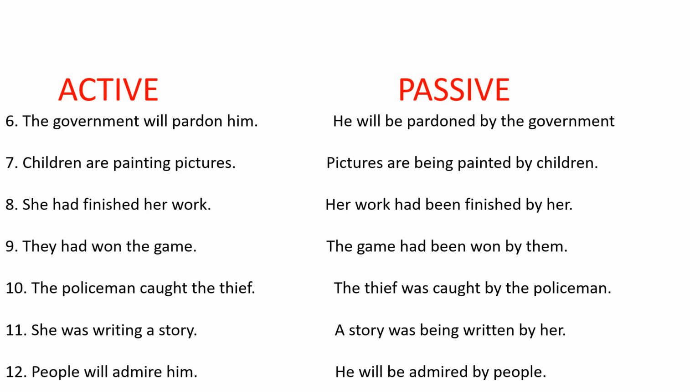People will admire him. Him will change into he. So he will be admired by people. Admire, past participle, admired. Will change into will be. So he will be admired by people.